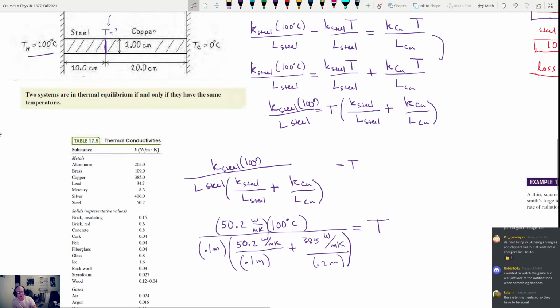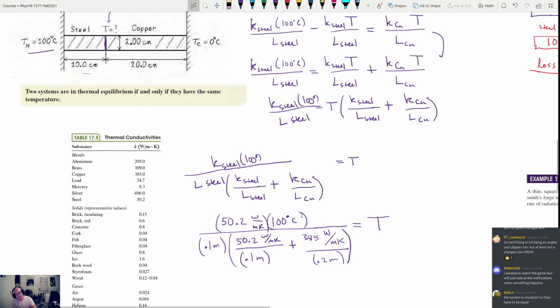So my question now is, I've said before that it's okay to cancel Kelvin with Celsius as long as you have a temperature difference. It would appear as though we don't have a temperature difference here. So what do y'all think? Should we convert this to Kelvin? Should we maybe try it both ways? Let's try it both ways.